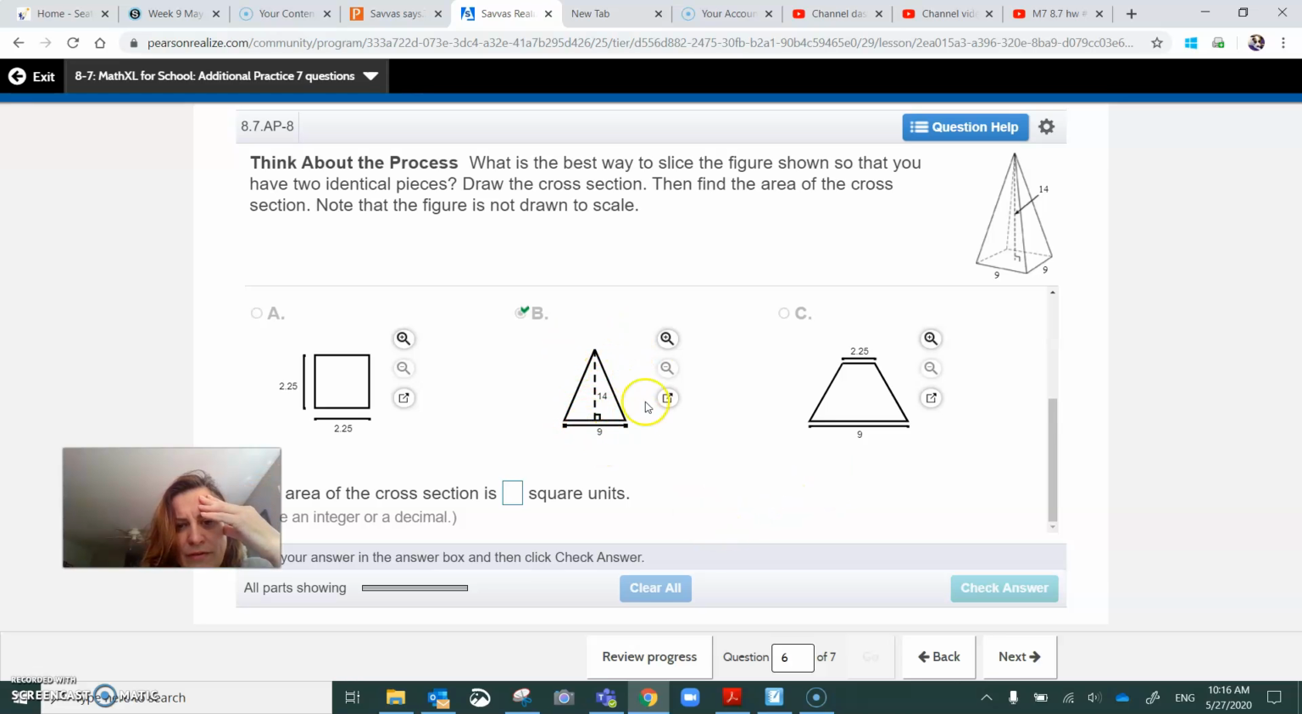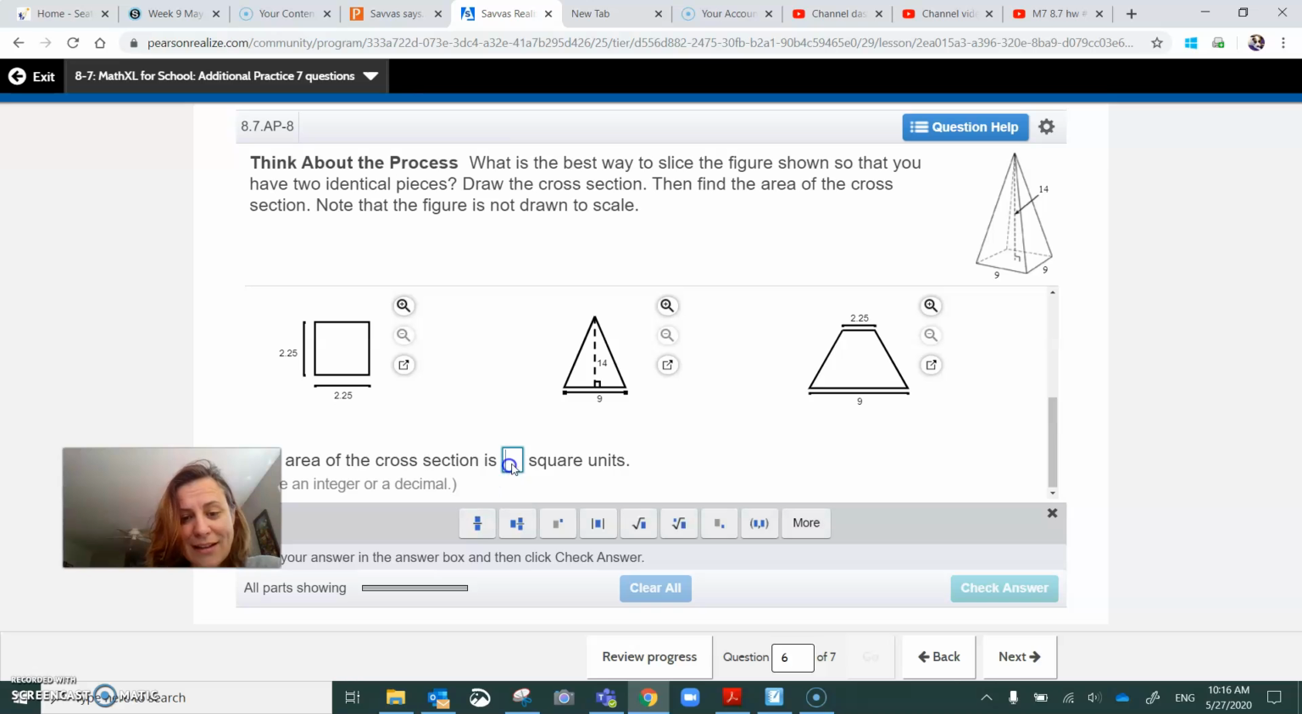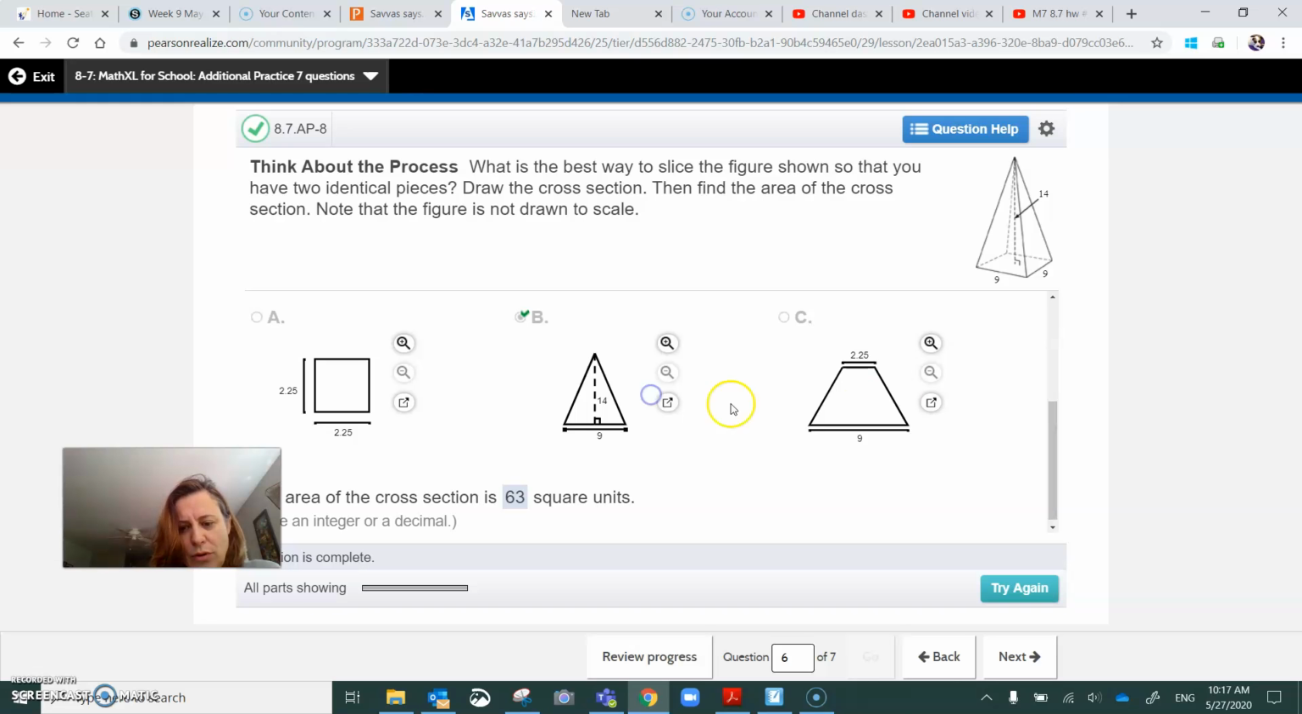So the formula for the area of a triangle is base times height divided by 2. So it's going to be 9 times 14 divided by 2. So I bring up my calculator. 9 times 14 divided by 2 is 63. Let's see if we're right. 63 square units, or units squared. Ta-da! There's only one more question to go, but I'm at like 11 minutes. Let's just do it, shall we?